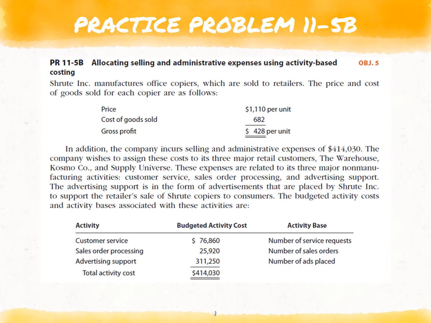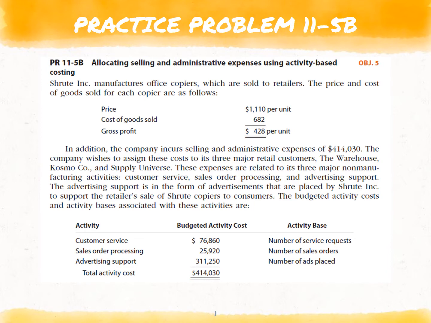In addition, the company incurs selling and administrative expenses of $414,030. The company wishes to assign these costs to its three major retail customers, The Warehouse, Cosmo-Go, and Supply Universe. These expenses are related to its three major non-manufacturing activities: customer service, sales order processing, and advertising support. The advertising support is in the form of advertisements that are placed by Shroot Incorporated to support the retailer's sale of Shroot copiers to customers.